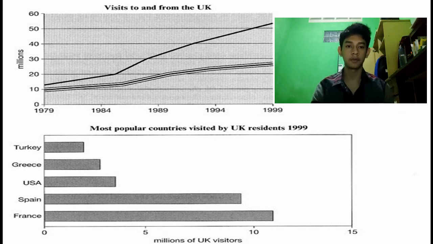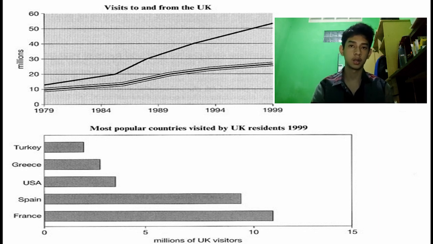The second graph is the horizontal bar chart. It explains UK residents' visits to the big 5 popular countries. There are Turkey, Greece, USA, Spain, and France in 1999. And the first one is from 1979 to 1999.